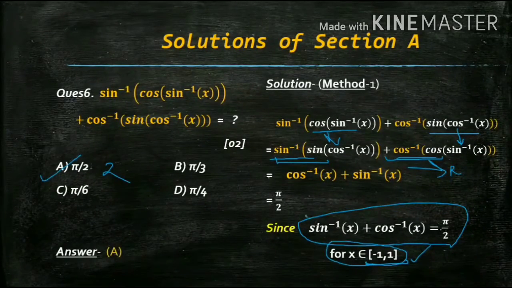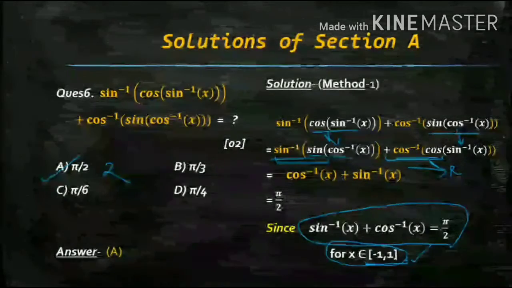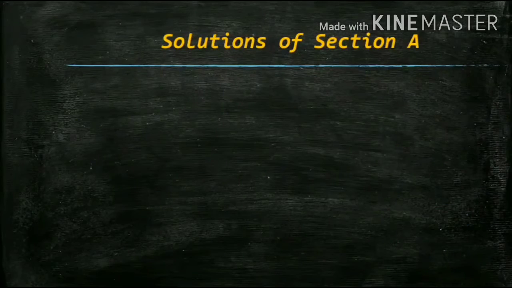Okay. Now this is the first method and the easy one which you can do, just using that property. But for that you have to show that property. If you are using that, you have to show how that property comes, that how cos of sine inverse x equals sine of cos inverse x. Okay. Now let's come to method number 2.